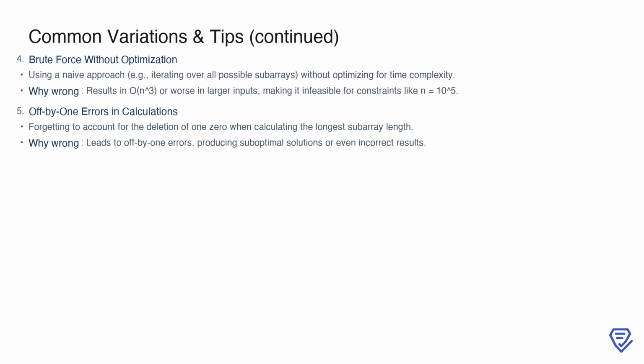For example, iterating over all possible subarrays, deleting one element, and then calculating the length may seem straightforward, but it's computationally expensive. This approach can lead to a time complexity of n cubed, or worse, making it impractical for larger inputs like n equals 100,000.